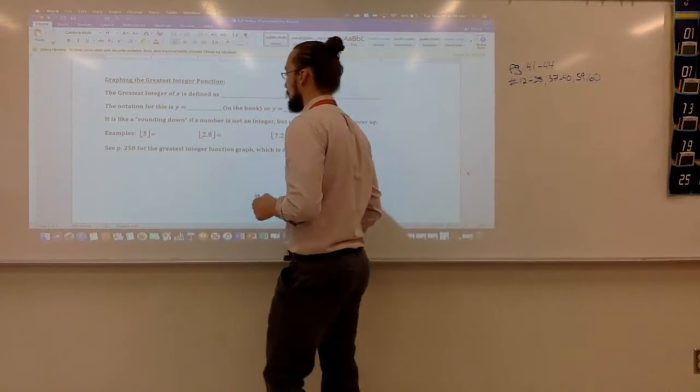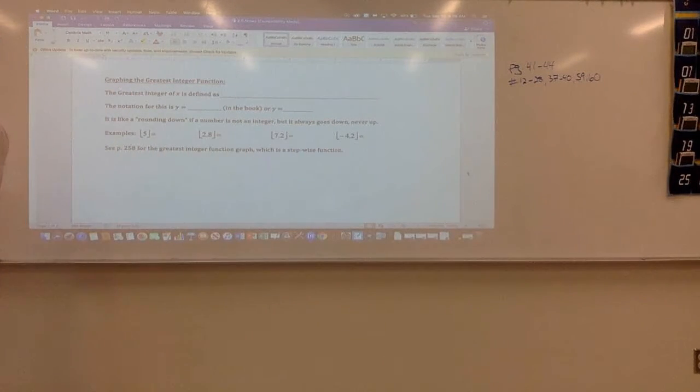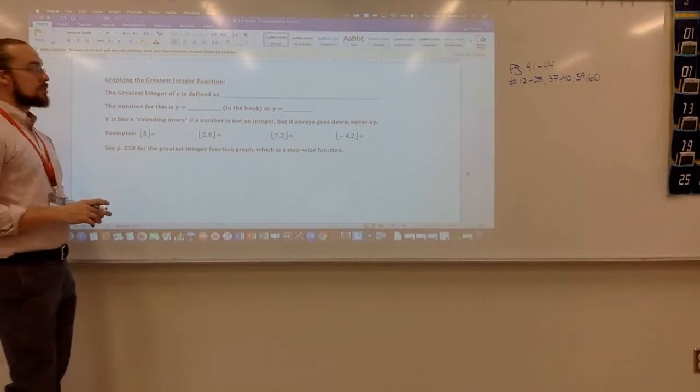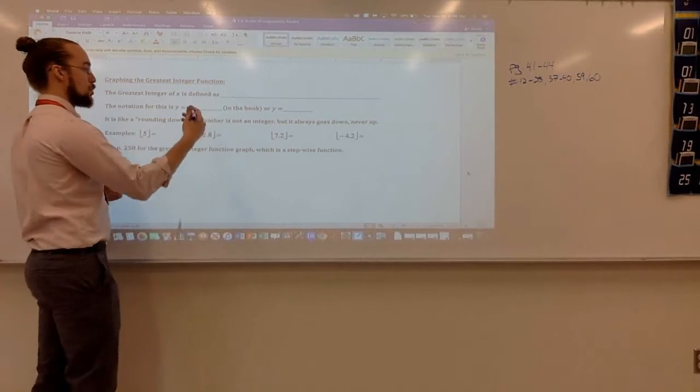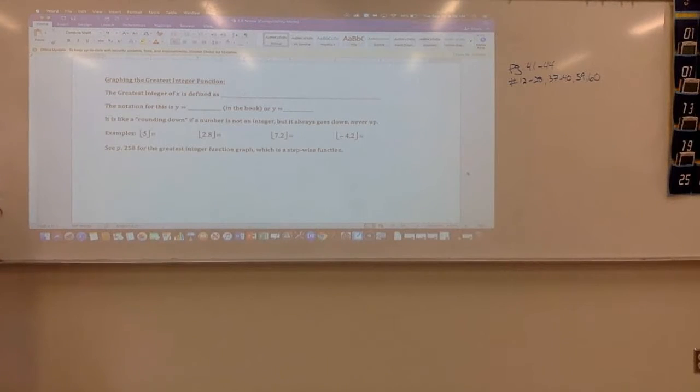Does anybody know how the greatest integer function is defined? Nope. So this is something that's not super common, right? This is probably the only section we're going to look at this.